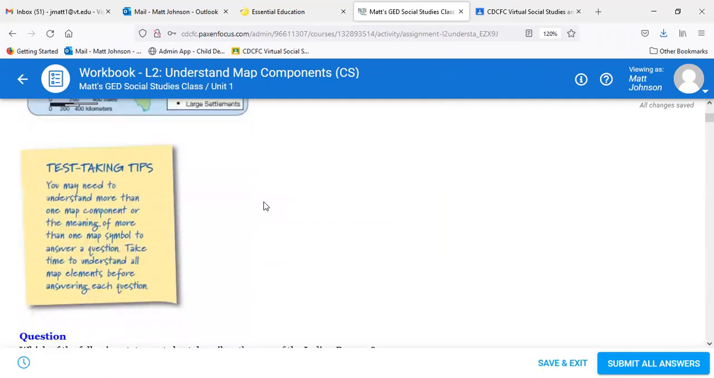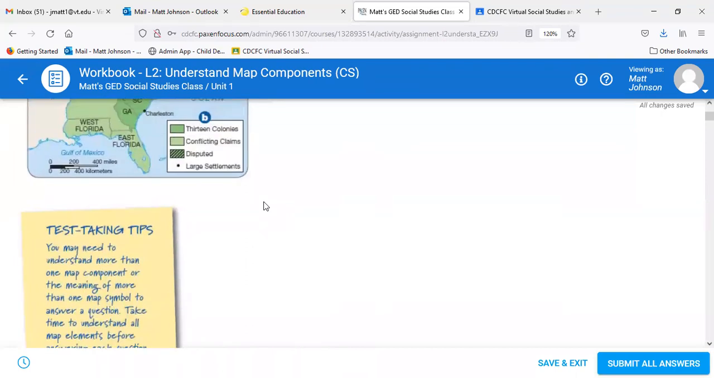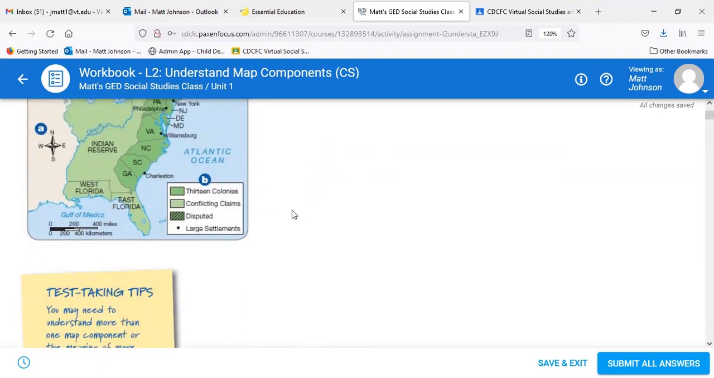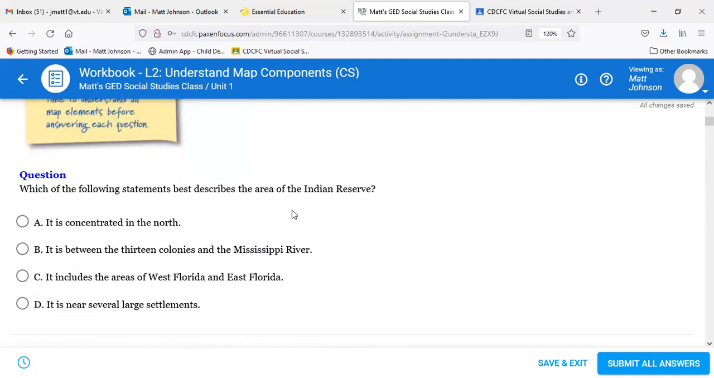Another little test taking tip. You may need to understand more than one component or the meaning of more than one symbol to answer a question. So make sure you take time to understand all map elements before you start diving into the questions. Right now these are pretty simple maps. We're seeing the 13 colonies, disputed territory, and conflicting claims about territory. We have the Ohio and the Mississippi River here. So let's take a look and see what our questions look like.